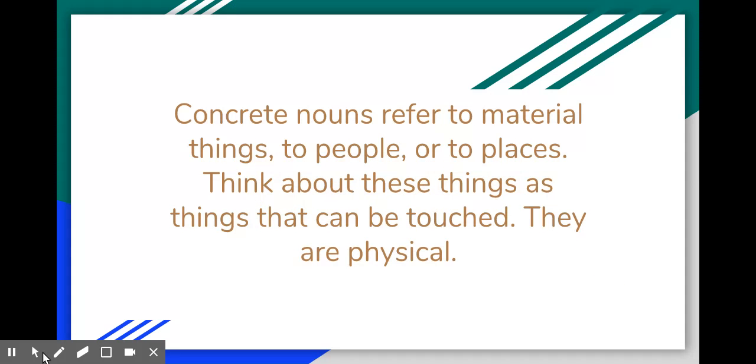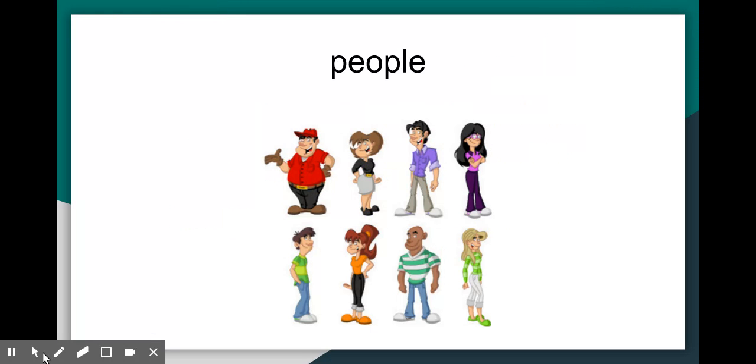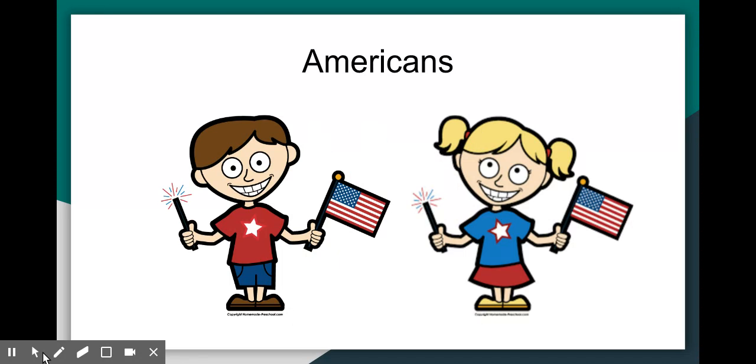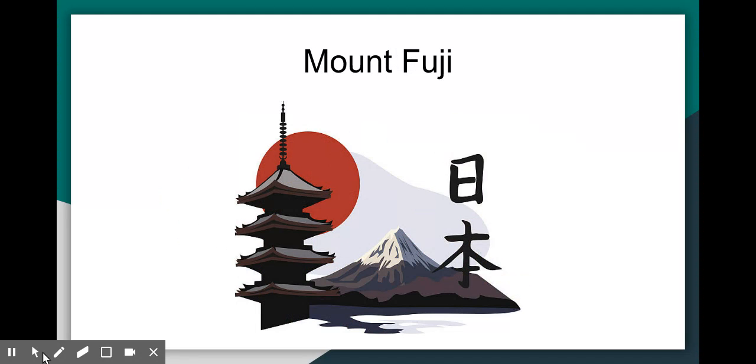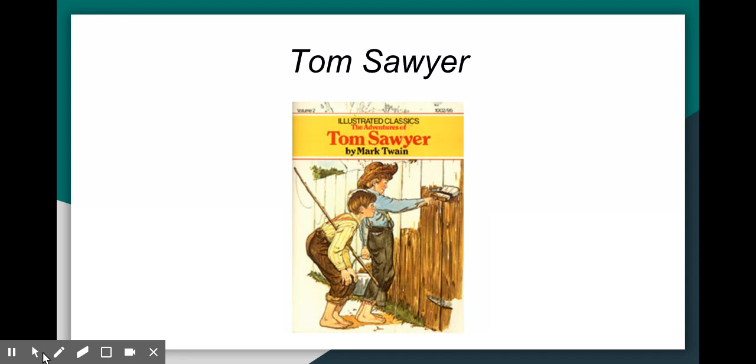Okay? Concrete nouns refer to material things, to people, or to places. So think about these things as things that can be touched. They're physical. I can actually put my hand on it. Okay? It can be people, like Americans, Mount Fuji, a physical place that I could go to, Tom Sawyer, whether it's the book or the person.